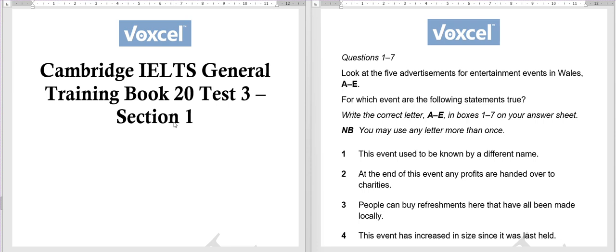So in this video we're going to look at section 1 of test 3, and this particular text is taken from IELTS GT book number 20. So without further ado, let's start.